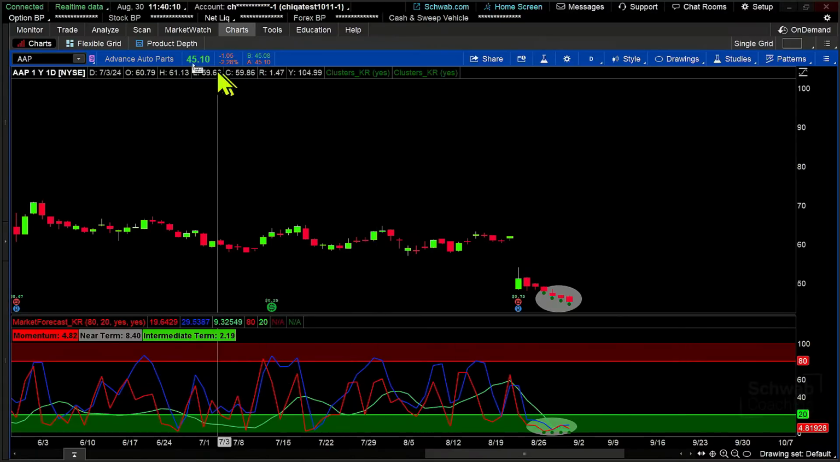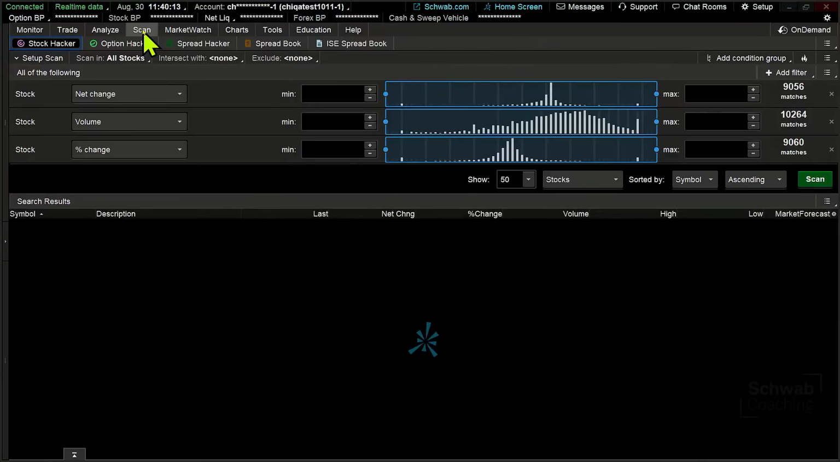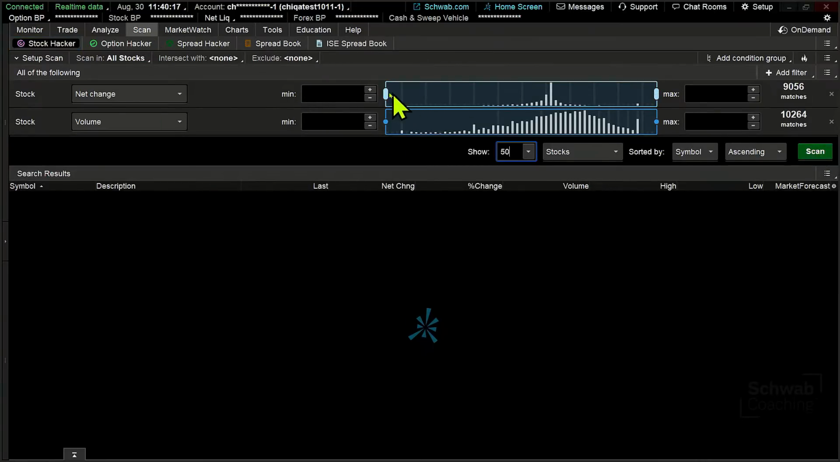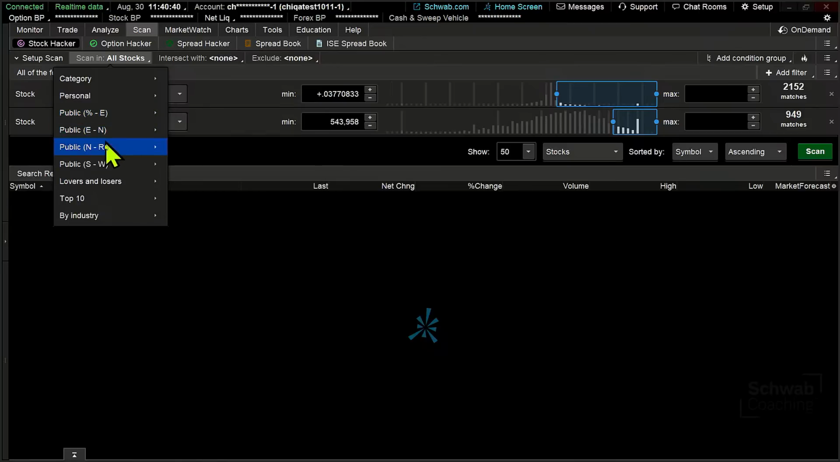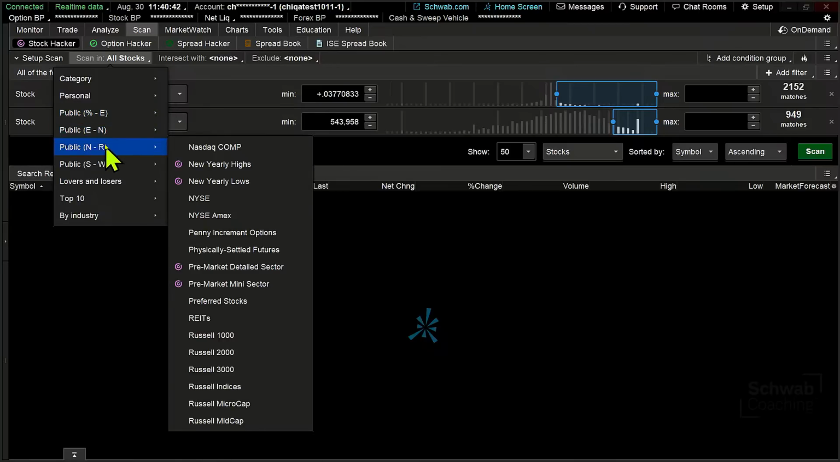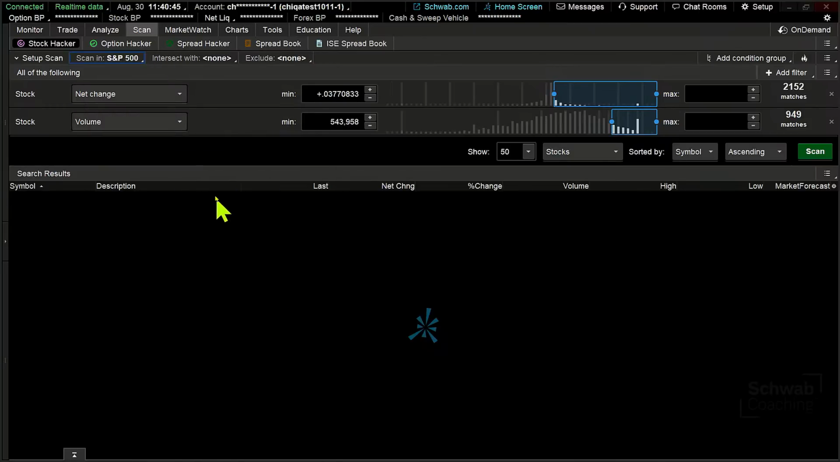I want to go to the scan tab, and I want to build just a really quick scan. I'm going to pick my percentage change, so I want positive net change, and I want a minimum volume, in this particular case, of let's go 500,000 shares or above, so somewhere up in that range. And I'm going to stick to one of the main indexes. Let's go to the S&P 500. We'll just put it on the S&P 500.